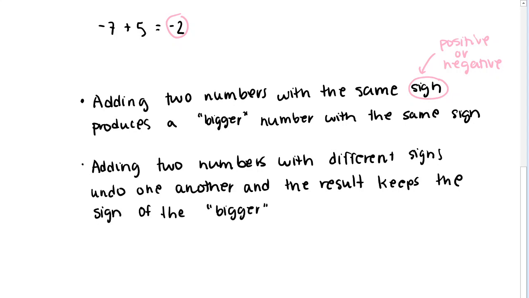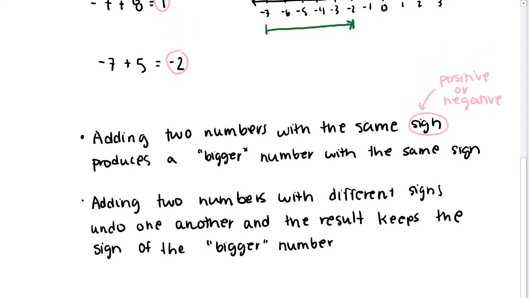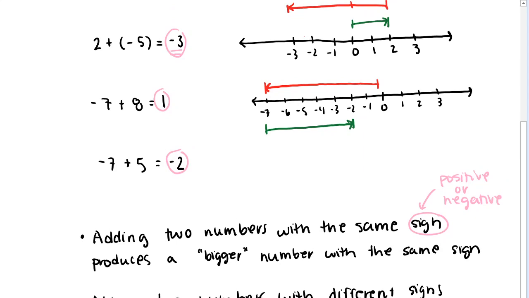And so again, I have bigger in quotes here because earlier we said that bigger numbers are on the right, smaller numbers are on the left when we look at a number line. Here, when I say bigger, I mean in the way that we might be used to, that like 7 is bigger than 5 or 8 is bigger than 3. And so here, if we add 2 numbers with different signs, they kind of undo one another, and the result keeps the sign of the bigger number. Right? We saw here that we added negative 7 and positive 8, and they worked against each other, and we had one positive number left over.